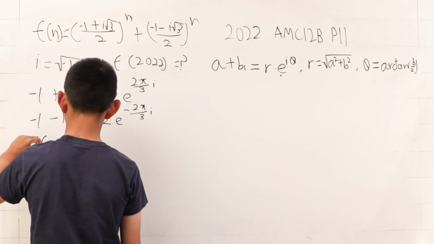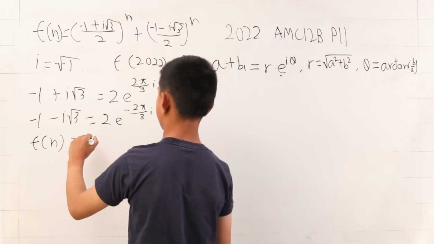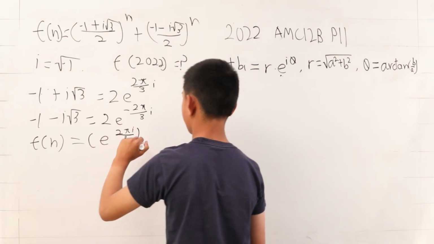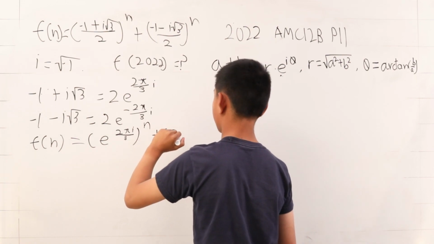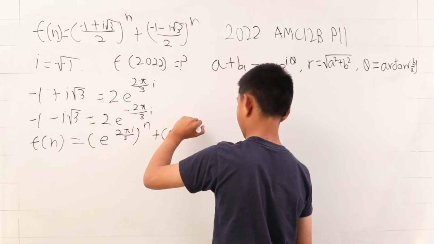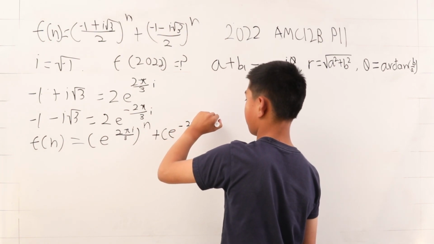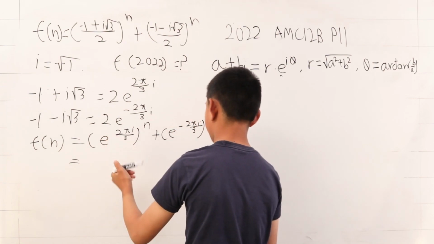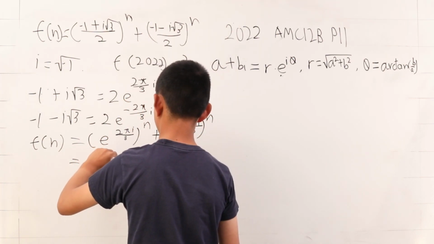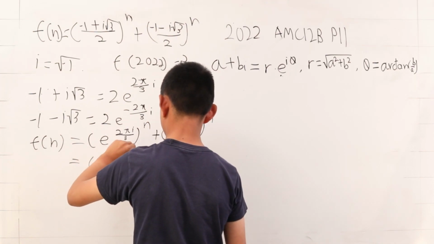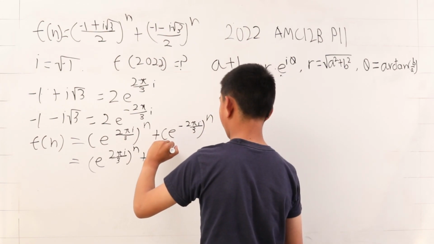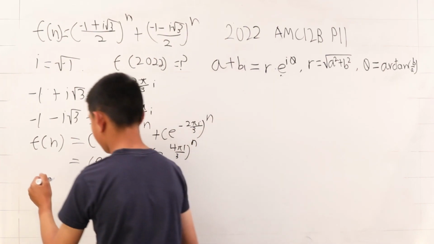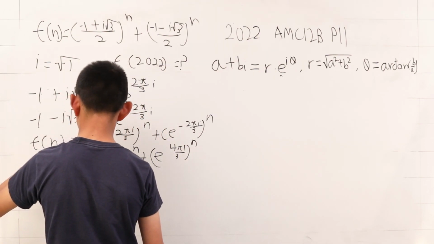So we have f of n is equal to (e to the power of 2 pi i over 3) to the power of n plus (e to the power of -2 pi i over 3) to the power of n. Right there. Now there's a negative here, well, this still stays the same. The first term is (e to the power of 2 pi i over 3) to the power of n plus (e to the power of 4 pi i over 3) to the power of n, according to algebraic formulas. And this is still the function f of n.